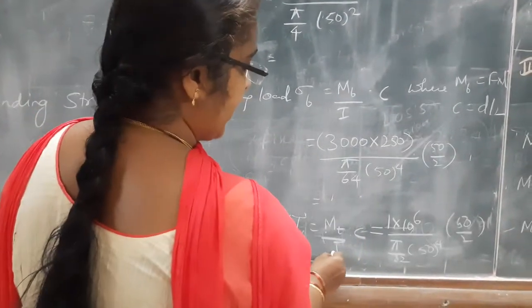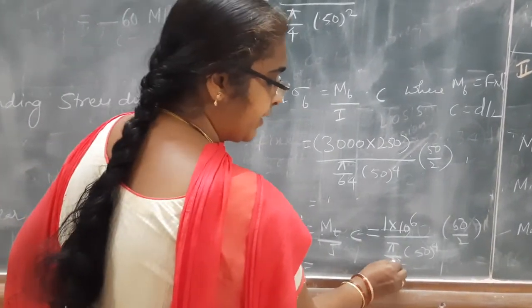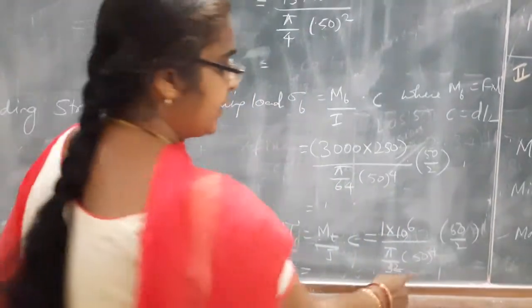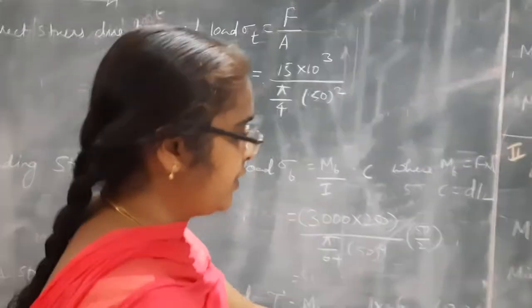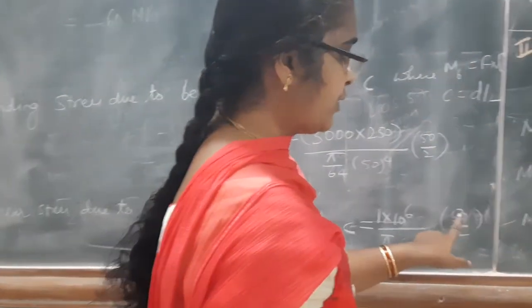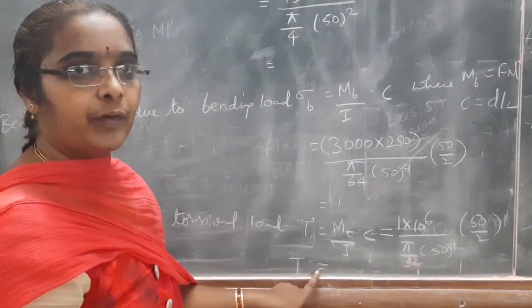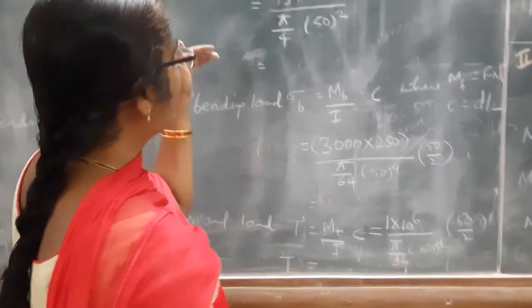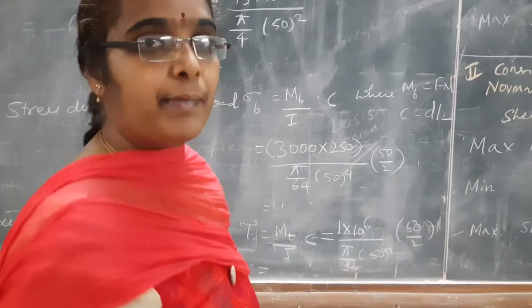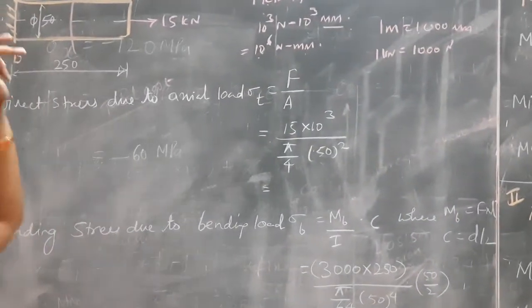What is J? Polar moment of inertia. Its value for a solid shaft is pi by 32 into d to the power of 4. D is given as 50. Just substitute. And what is C? As we know, C is nothing but d by 2. So diameter by 2. Substitute and get the value of tau. Once we know these three stresses, now we can go for calculation of maximum and minimum stresses at point A and B.